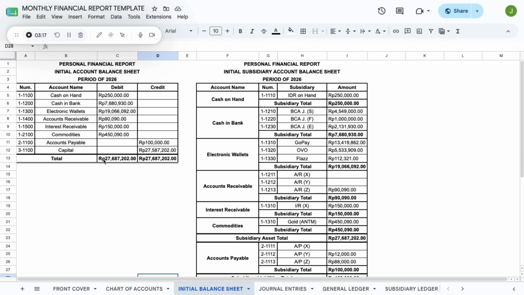One important rule to notice is that the debit and credit are always equal. That is one important rule in accounting, where every step of the way, debit and credit are always equal.